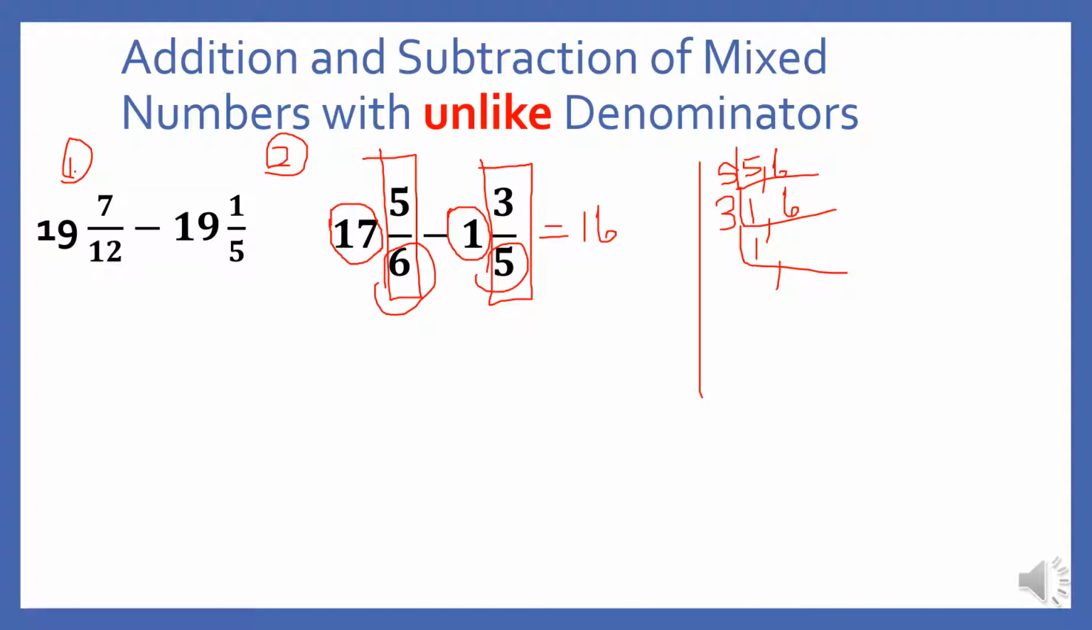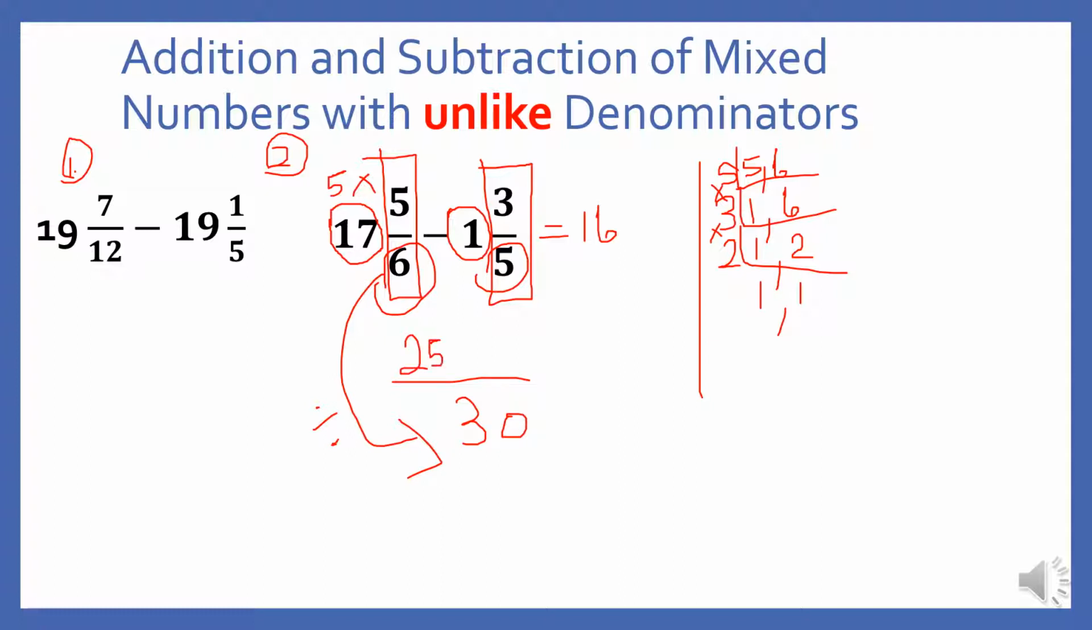3 can go into 6 2 times. Now I'm going to use 2. Bring down this 1. 2 can go into 2 1 time. To get my LCM, I need to multiply the numbers I have on the outside. 5 3s are 15, and 15 by 2 is 30. So the LCM is 30. What I'm going to do is divide, and then the answer I get, I'm going to multiply to my numerator. 6 can go into 30 5 times, and 5 5s are 25.